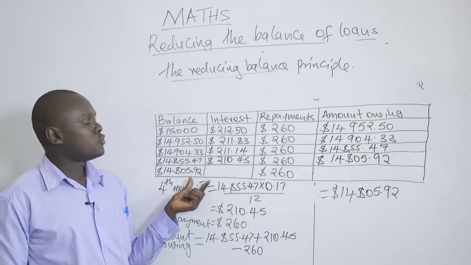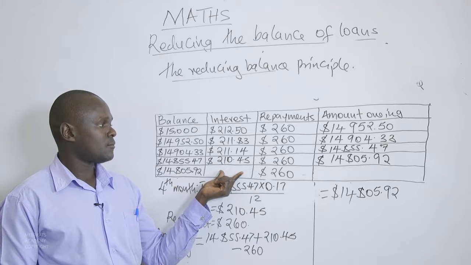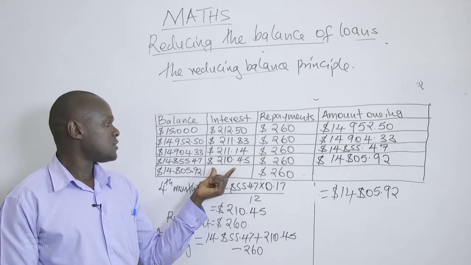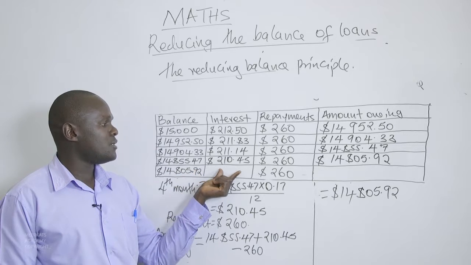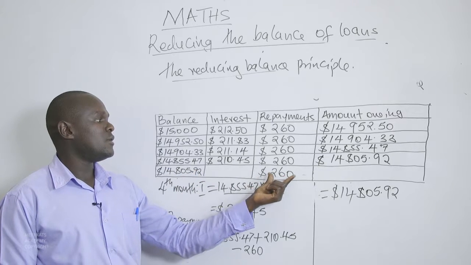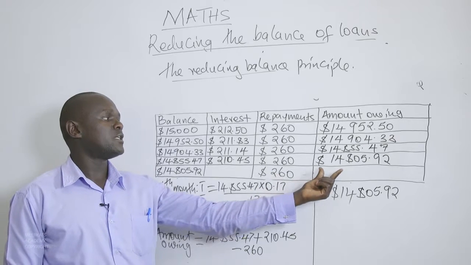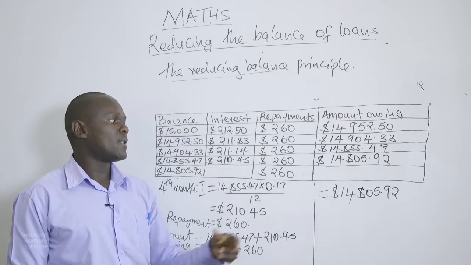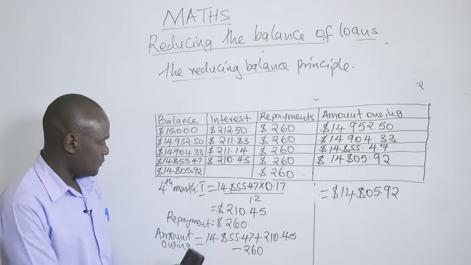From which we can calculate the interest. And after getting the interest, we take the sum of that loan and the interest that we will have obtained, then we subtract the repayment for us to get the amount owing at the end of the 5th month.